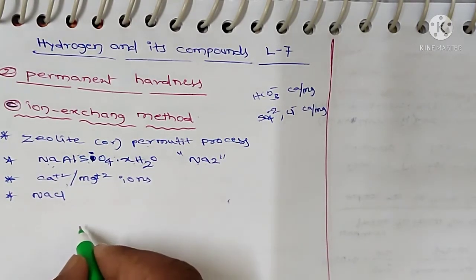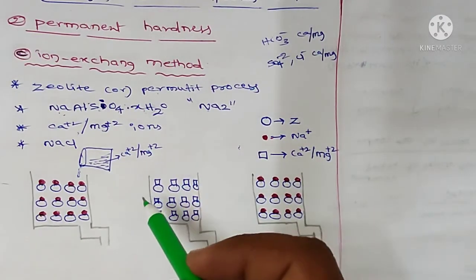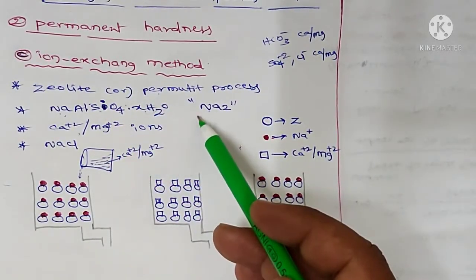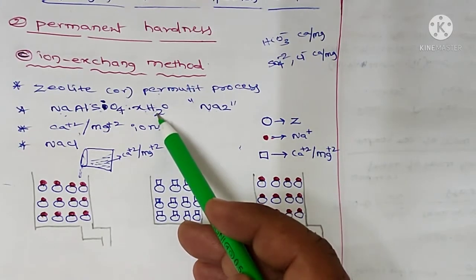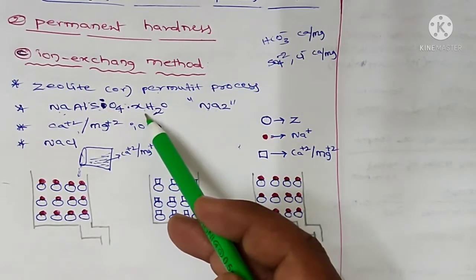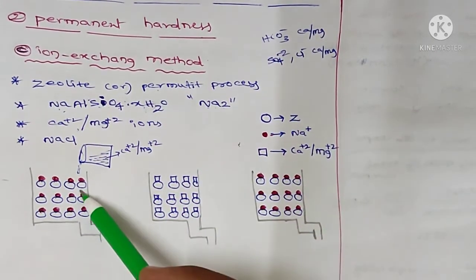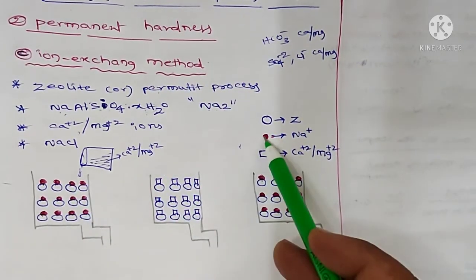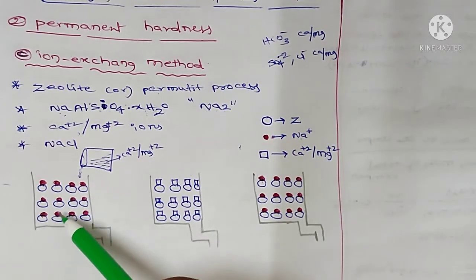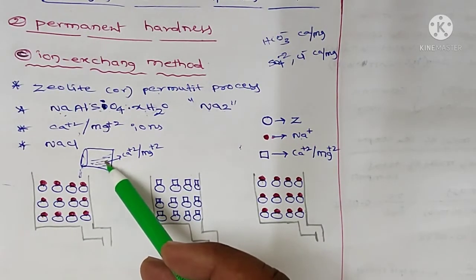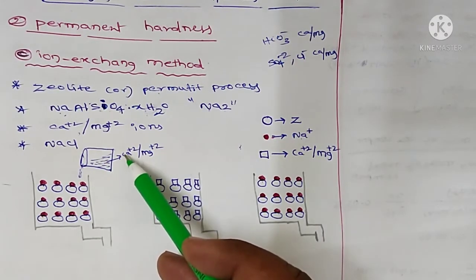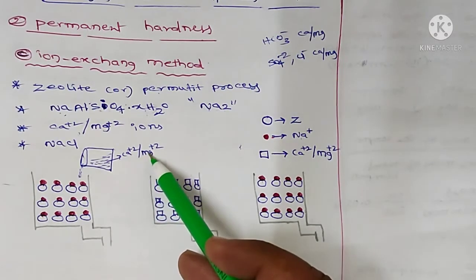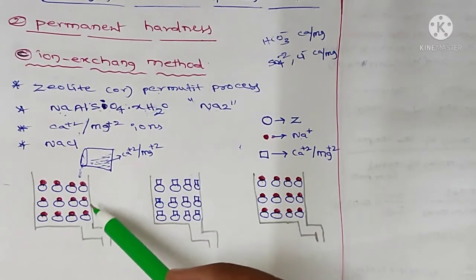Let me explain by taking some diagrams here. See here how we convert hard water into soft water in the ion exchange method by using zeolite. Hydrated sodium aluminium silicate is called zeolite, simply written as NaZ. So this is the NaZ. The circle shows the Z and the red dot shows the Na+. Here I am taking hard water, a permanent hard water. In that hard water we have calcium 2+ ions and magnesium 2+ ions. The zeolite can remove those ions, and then the hard water is converted into soft water.